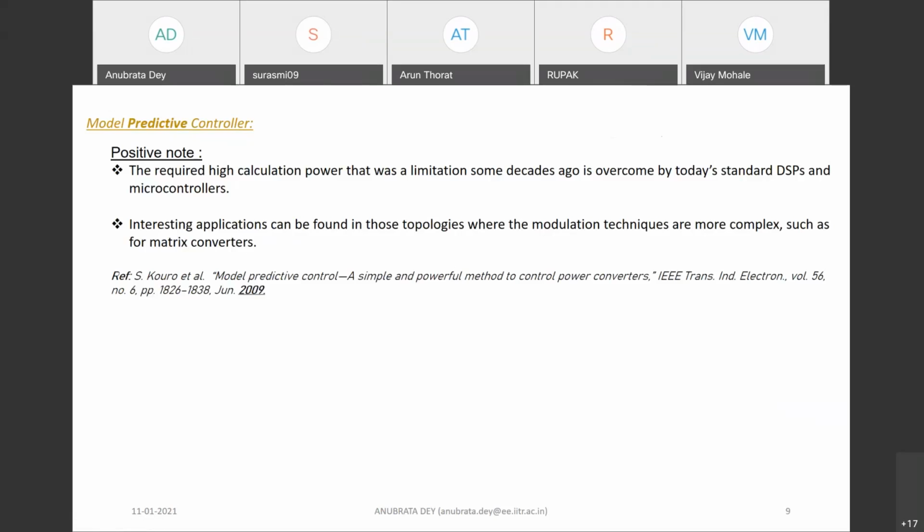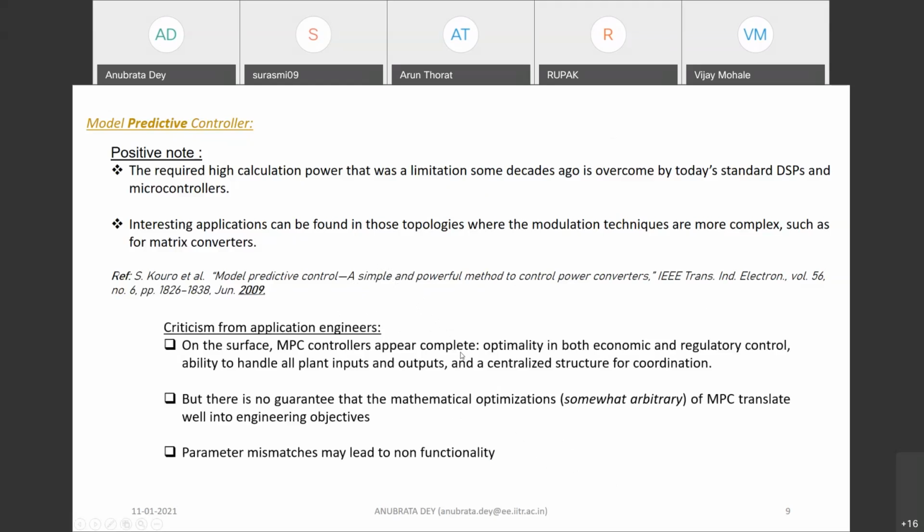That way it offers a very simple approach to find the best possible input. What input should you give in order to track a particular current at the output, while at the same time meeting the other objectives? Internal parameters also you can maintain. One of the references is shown here: model predictive control, a simple and powerful method to control power converters. You can easily go through this reference. I will share these slides so that you can get all this information. You have to note it down here.